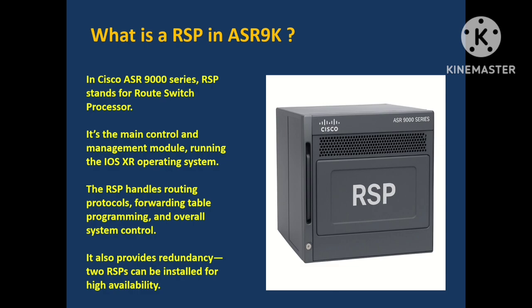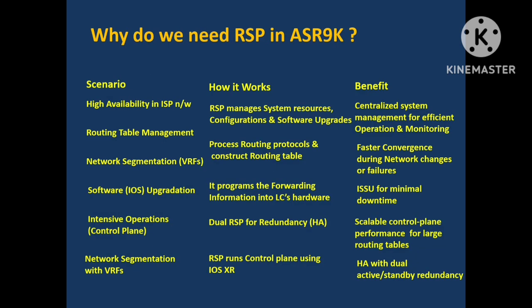It also provides redundancy because when you have an ASR9K, most of the devices will have two RSPs, route switch processors, which are RSP0 and RSP1, whereas RSP0 will be active and RSP1 will be standby. So thereby it provides redundancy, and HA is achieved in the ASR9K device in a data center or enterprise network. And it can also be installed for high availability. That's what I said. So why do we need RSP in ASR9K?